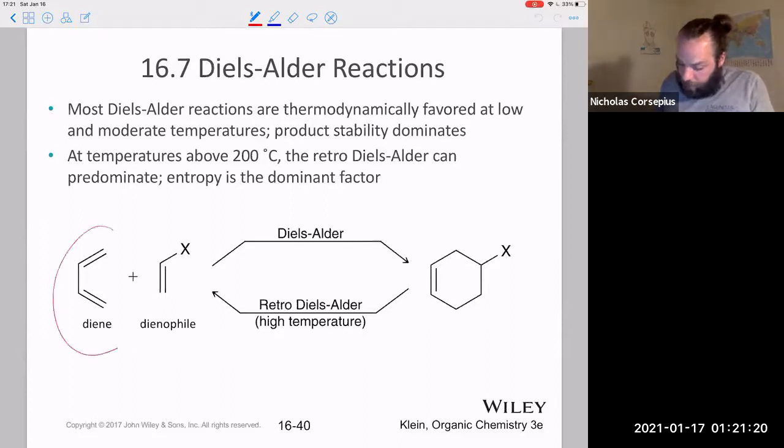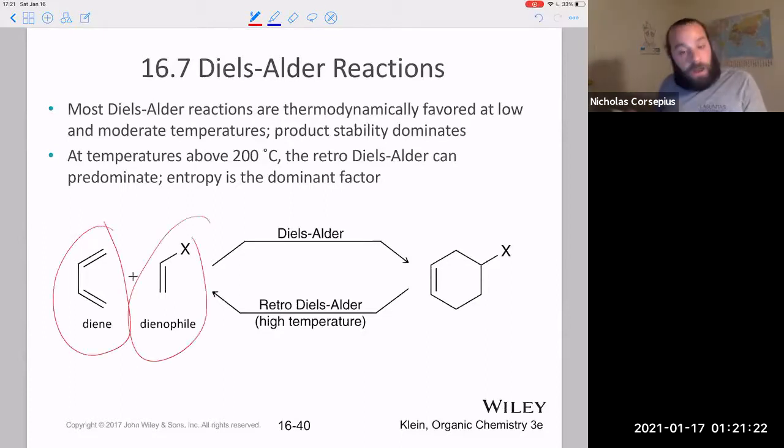Diels Alder reactions, they take place between a diene and what's called a dienophile. For right now, the only requirement for a dienophile is that it has to have a pair of pi electrons. I'm going to complicate things in the next slide, the next lecture, sort of talk about what makes a good dienophile, what makes a bad dienophile. What I really want to focus on for this lecture is just being able to figure out, given two substrates, what's the product, and given a product, what would be the retro Diels Alder synthesis or what product going the other way, right?